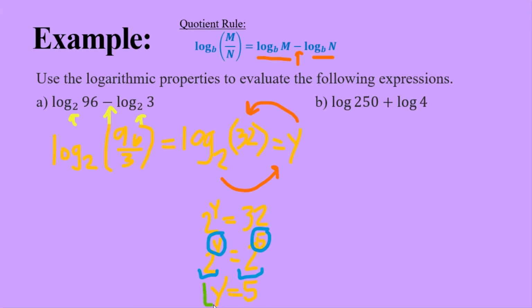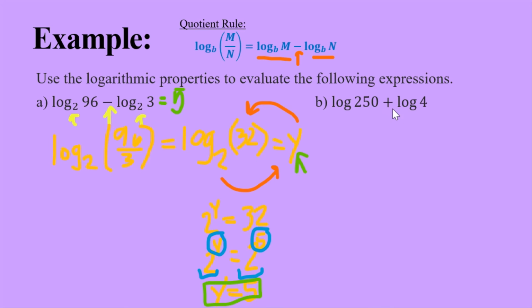So therefore, if y is equal to 5, then we have just evaluated this expression, because we had rewritten the expression and set it equal to y, solved for y, so therefore this expression itself must be equal to 5. So that's how we're able to apply that quotient rule, which is a logarithmic property, to evaluate this expression.